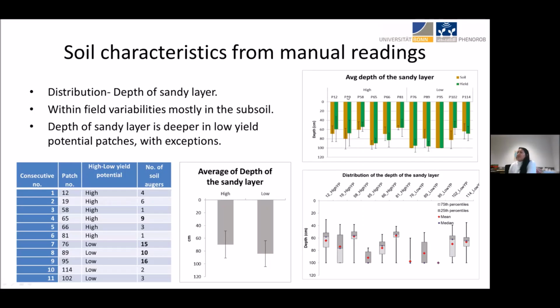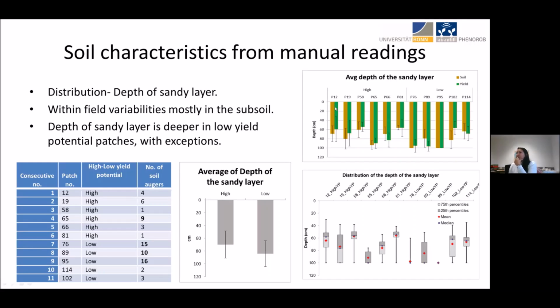So P12, P19, it's each of the patches, and then for the low, we have the same order. So patch 76, 89, all of these belong to the low yield potential patches. So you see that there's quite high variability first on this appearance of the loamy layer. Also, it varies even within the patch.